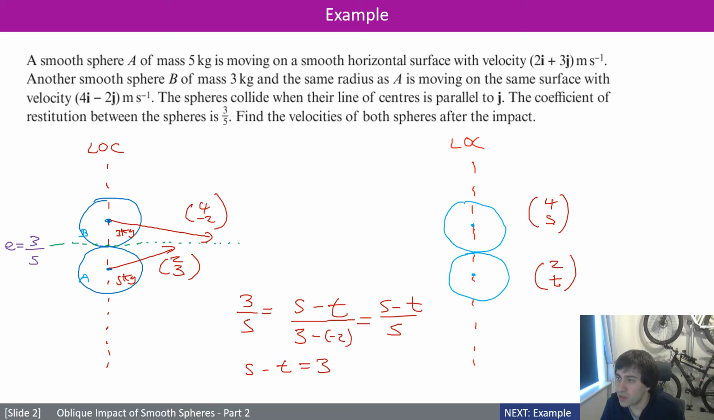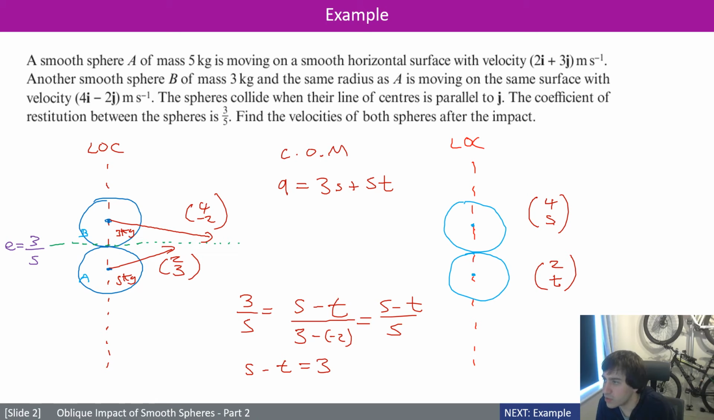Then conservation of momentum. Vertically, initially we had minus 2 times 3 plus 3 times 5. So that's 15 minus 6. We can do it in one go. So by conservation of momentum, we have initially 9, and then finally 3s plus 5t.